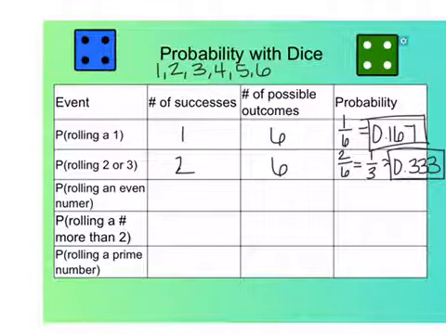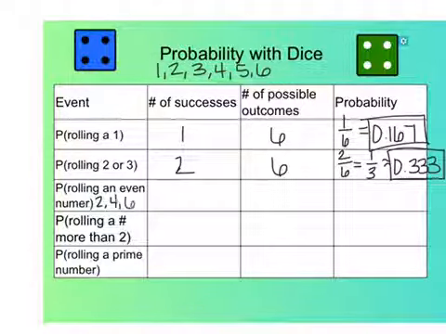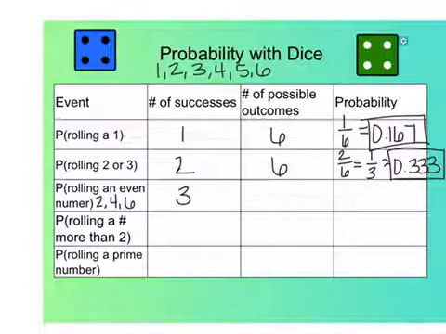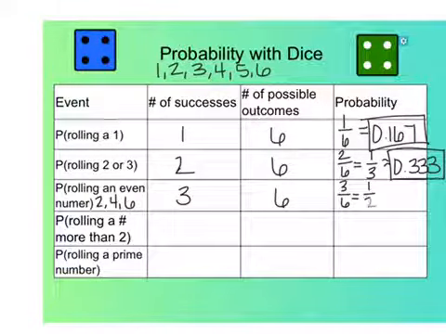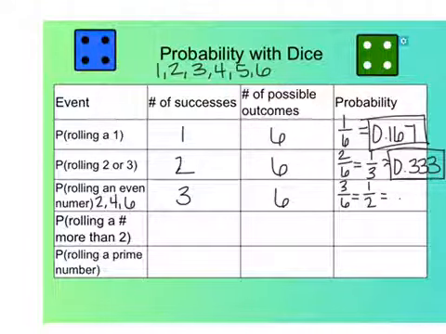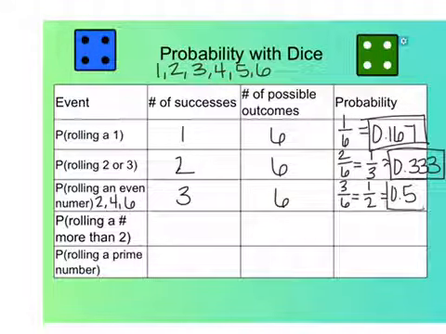Now, probability of rolling an even number. Well, the even numbers that are on the dice are 2, 4, and 6. So there's 3 even numbers. There's 3 ways to make me happy out of 6 total. So create that fraction, 3 out of 6. Same thing as 1/2, which we know as 0.5 as a decimal.